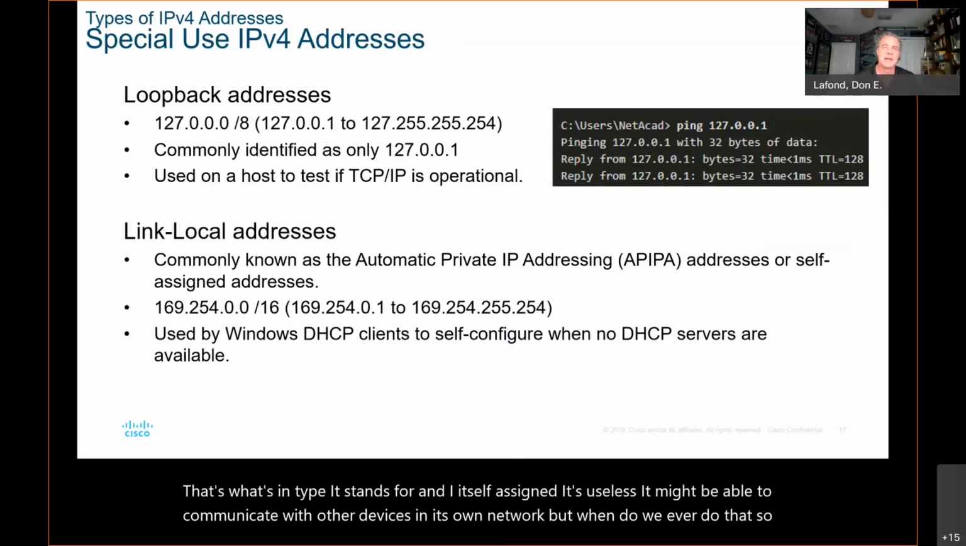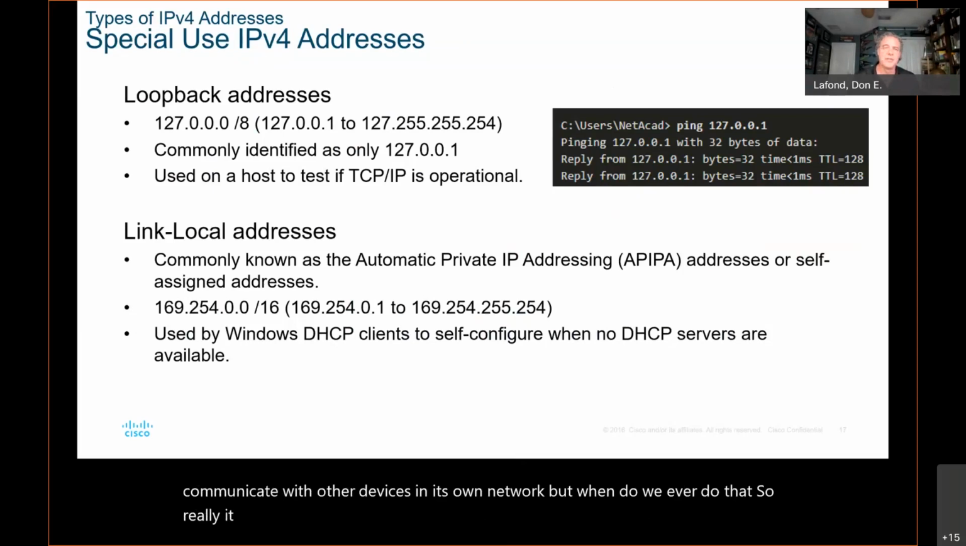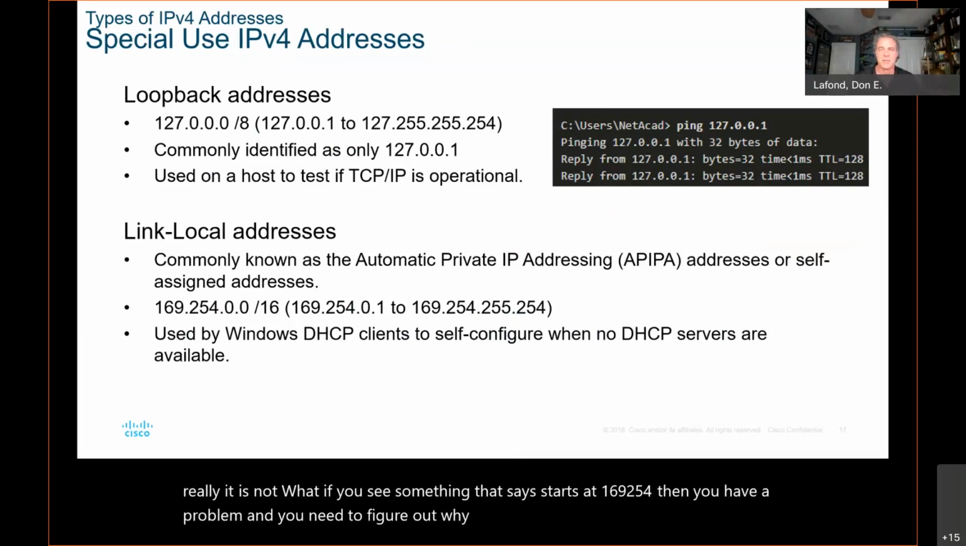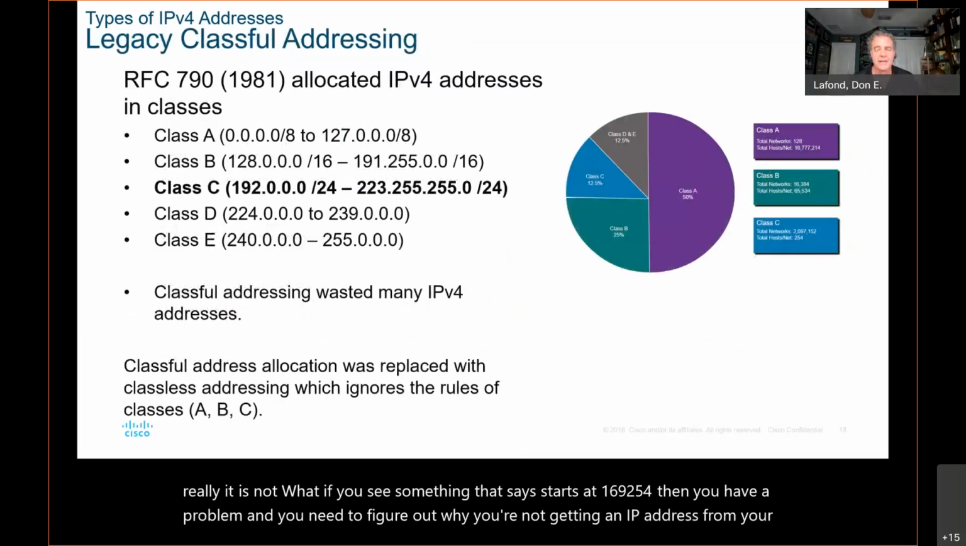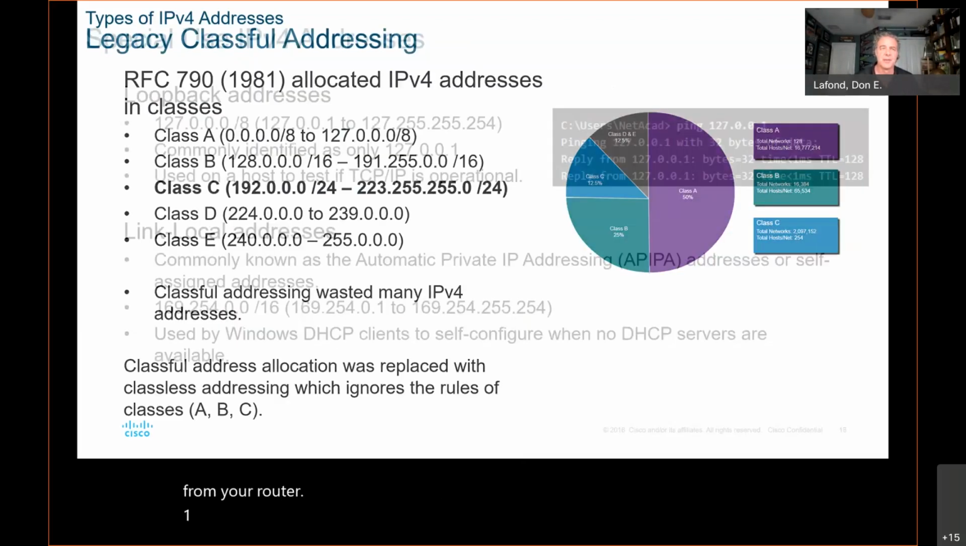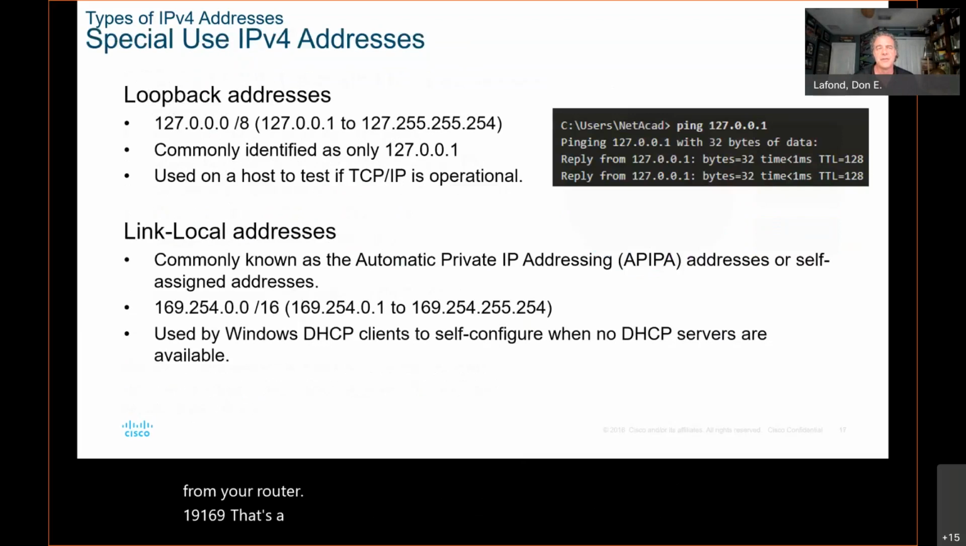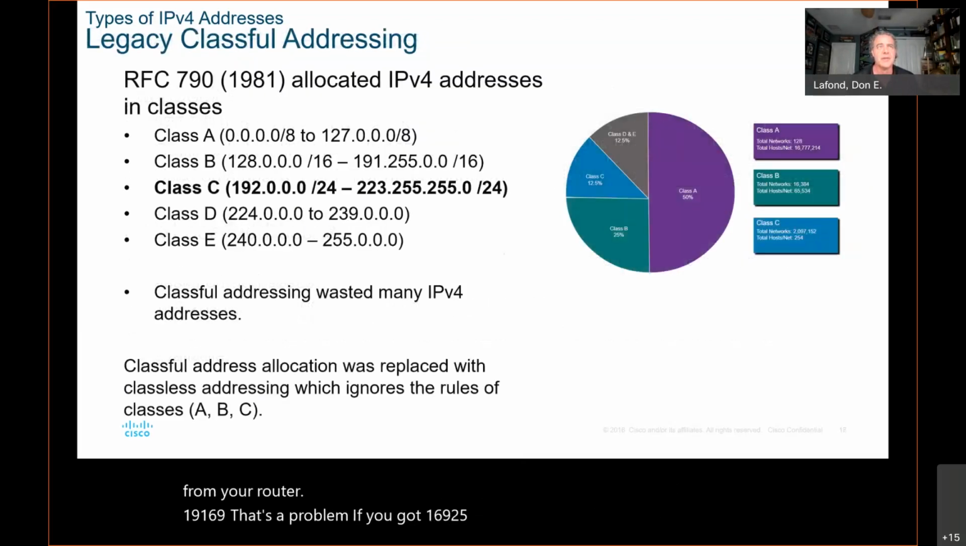If you see something that starts with 169.254, and you have a problem, you need to figure out why you're not getting an IP address from your router. If you got 169.254, you've got a problem.